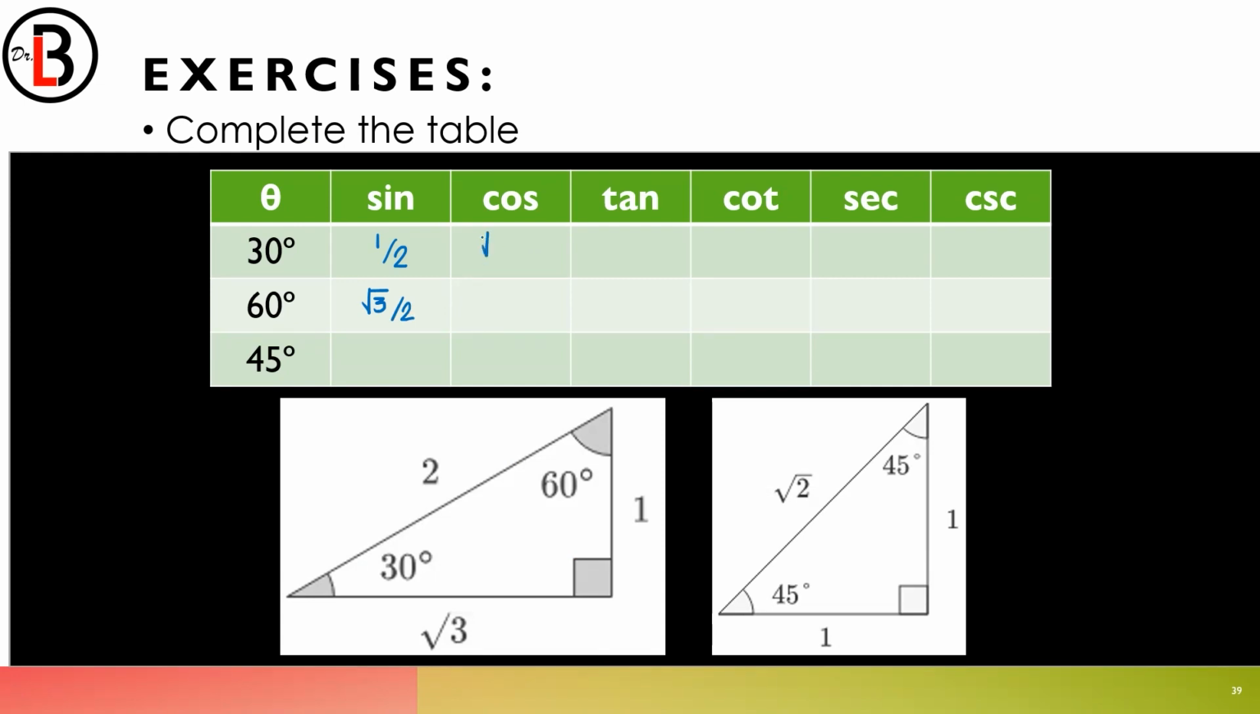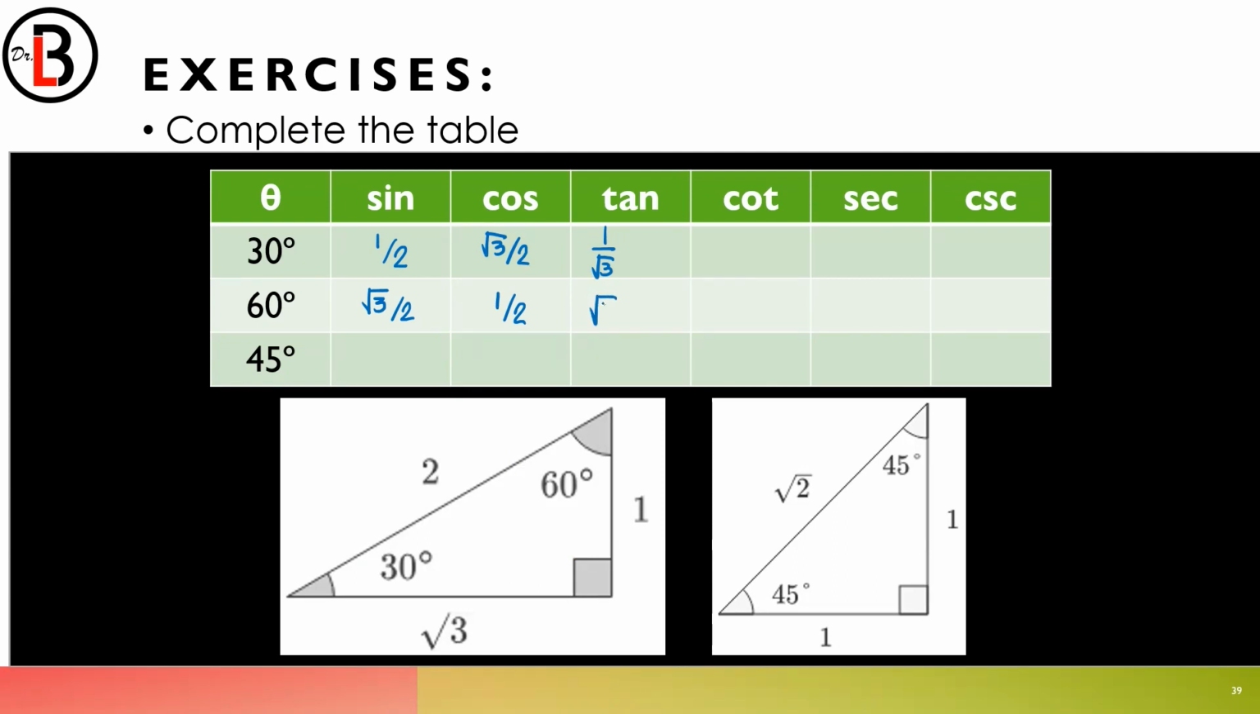Square root of 3 over 2. Cosine of 60, isn't it 1/2? And then tangent of 30, based on the triangle, 1 over square root of 3. It's okay. Don't rationalize yet now. I'll ask you to rationalize later on. What about tangent of 60?